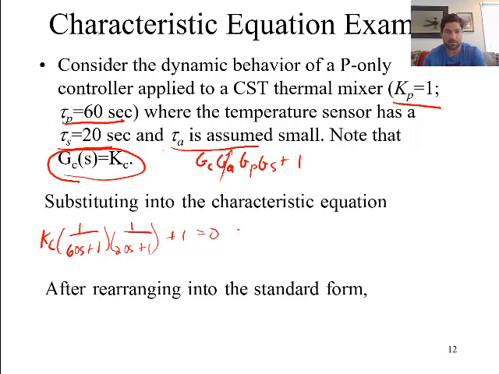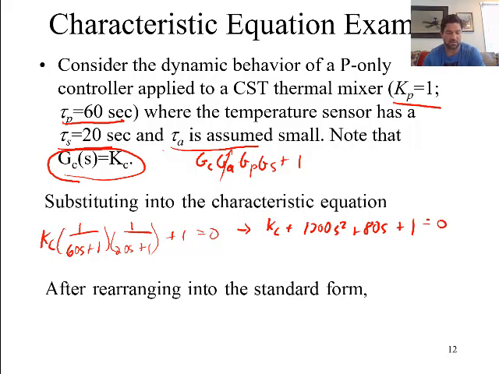If I do that, I get Kc, and then these terms cancel off, plus now I have 60s plus 1 times 20s plus 1. I'm going to multiply that through: 1200 s squared plus 20s plus 60s, which is 80s, plus 1. When I multiply the whole thing by this polynomial, it cancels off in the first term, and I multiply this 1 by these terms, and I end up getting this equals 0.